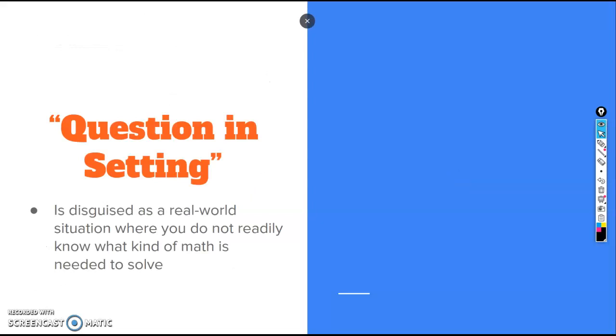Okay, another type of question is called a question in setting. This is oftentimes disguised as a real-world question. That means that they don't always tell you what kind of math you need. They're going to give you a question. You're going to have to decipher the question first and then solve it using the math that you know.